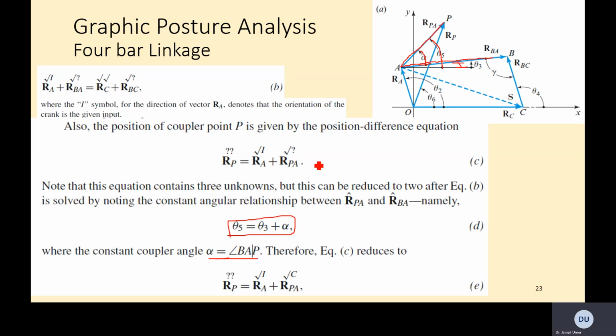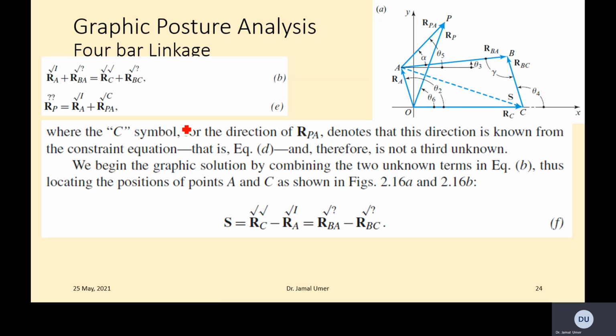Therefore, the equation C reduces to, now this equation, you can reduce it to RP is equal to RA plus RPA. Now, the RPA, he's just writing its magnitude is known and its angle or orientation as C, basically another variable. So instead of this one, which is like unknown, this can be replaced with theta 5 is equal to theta 3 plus alpha, and we're writing it as C, basically, right? So where C is a symbol for the direction of RPA, denotes that this direction is known from the constraint equation, that is equation D.